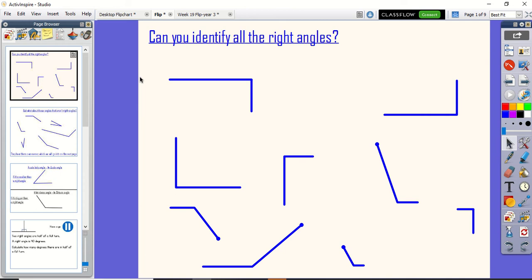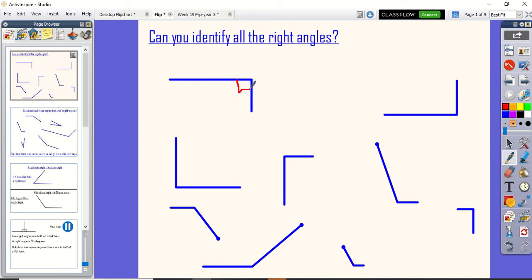Today we're moving on from right angles and we're going to look at a few other angles. But just to start with, I want to see if we can identify all the right angles on this page. So, a right angle, as we know, is basically a quarter turn. And we can tell if it's one by using our angle finders that you were using yesterday.